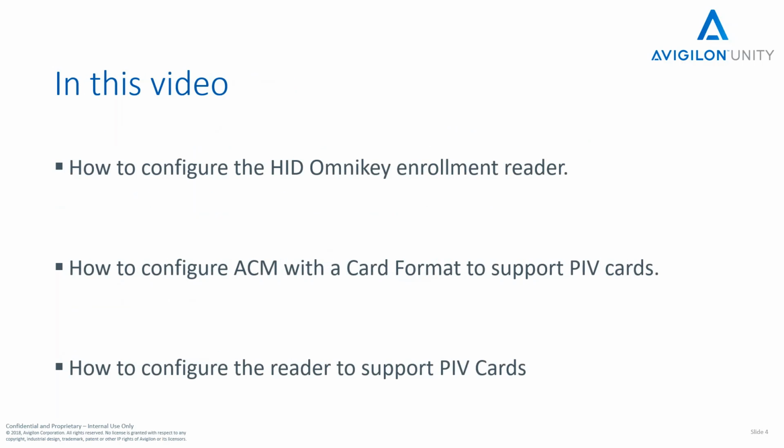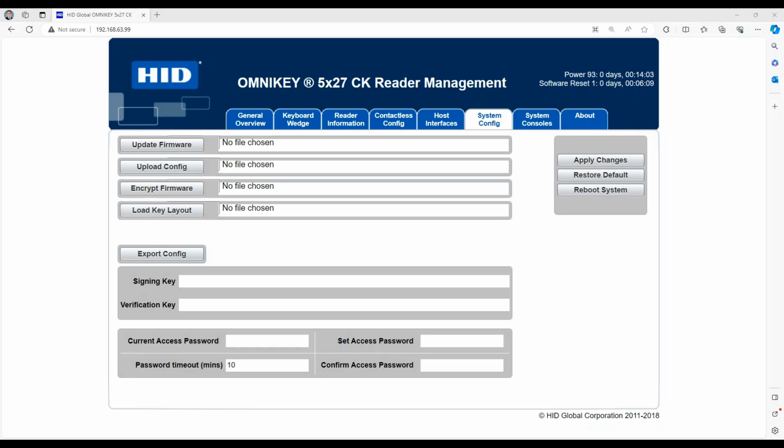So in this video, here's what we're going to cover. We're going to show you how to configure the HID OmniKey enrollment reader to support and to read a PIV credential, PIV card. We're also going to configure in the access control a card format to support the PIV card and also configure the reader. So let's go ahead and take a look at that. Let me go ahead and show you how to configure the OmniKey reader.